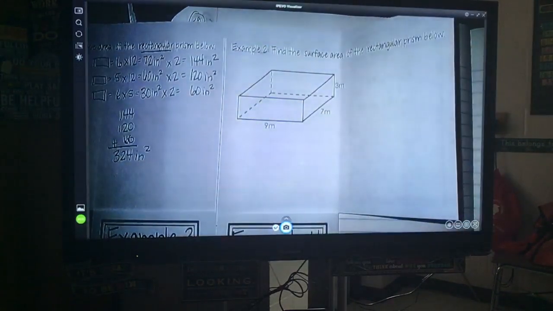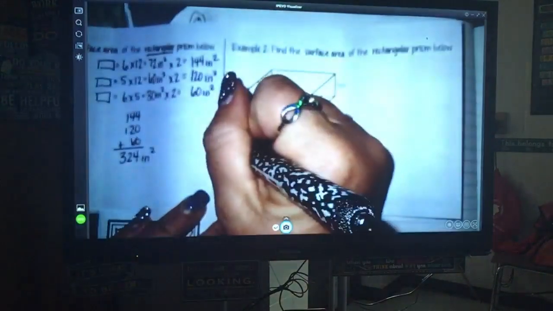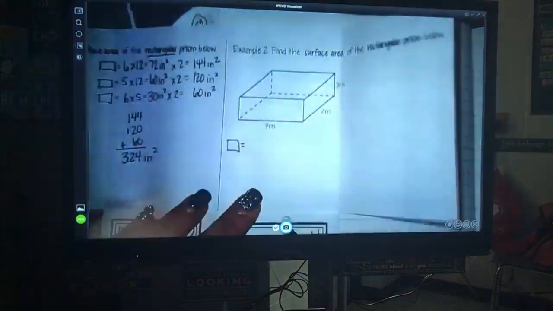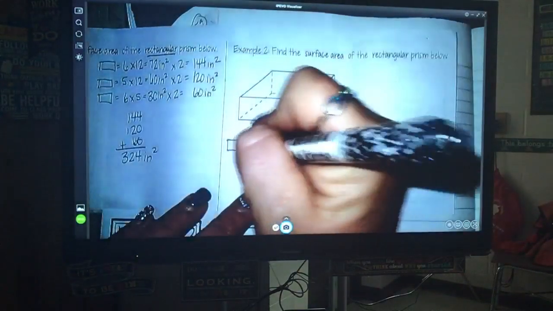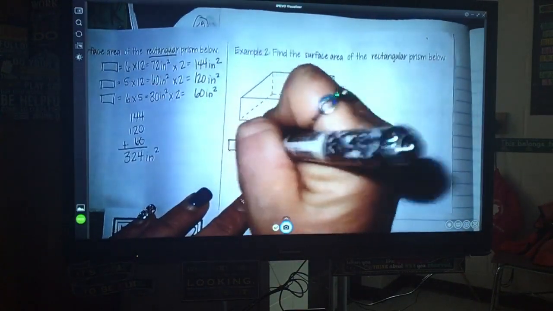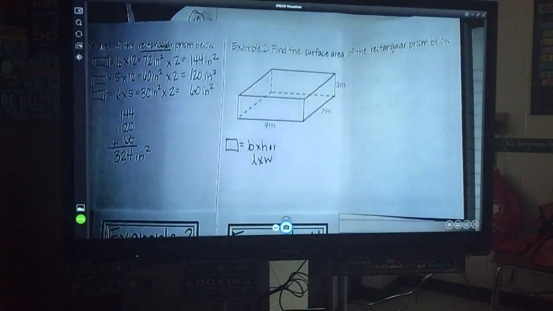Is it still made up of rectangles? Yes. So therefore, what is the formula that we're going to be using to solve this problem? Raise your hand. Alexa. Base times height, or some of us like to say length times width. Doesn't matter. Both the same.